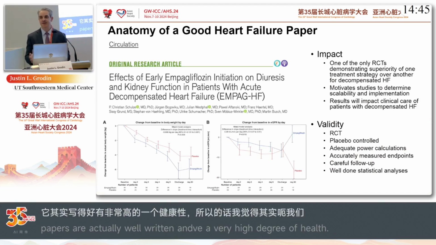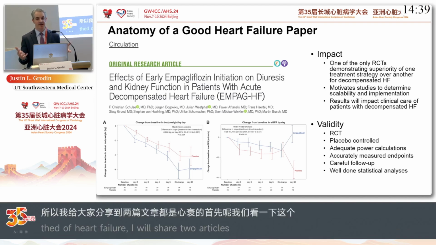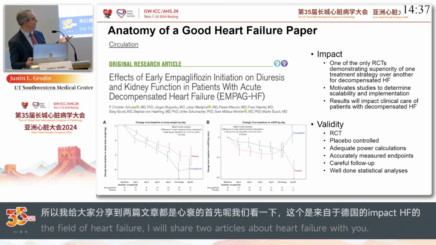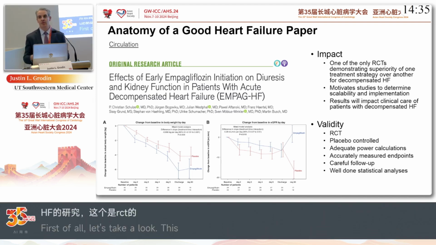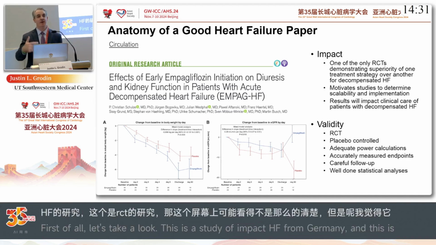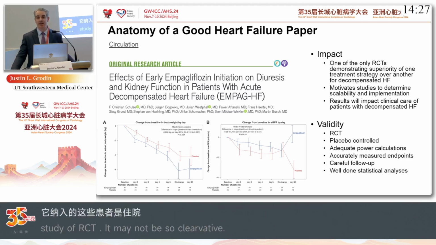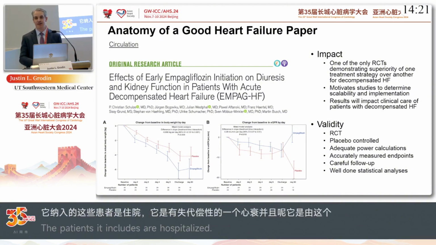So this is a study out of Germany. This is called the EMPAG-HF clinical trial. So this is an RCT, and it looks like it's a little bit small here on the screen, but really what this main intervention was, they took individuals who had been hospitalized with decompensated heart failure and swelling and edema, and they randomized them to placebo or high-dose empagliflozin at 25 milligrams a day.